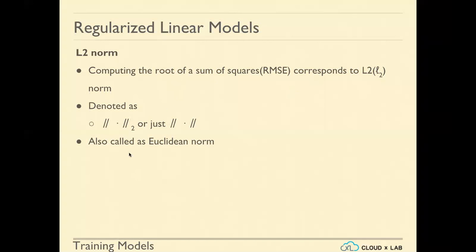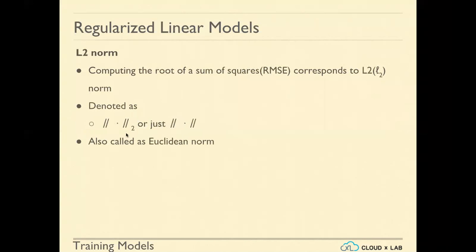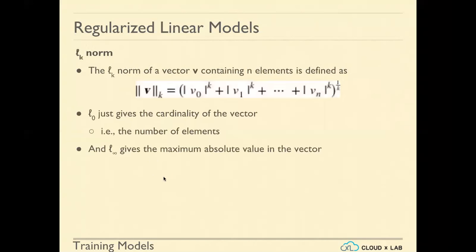The L2 norm is denoted by double lines. Here the L1 was represented as double lines followed by a 1 suffix, and here it is double lines with a 2 suffix. It's also called the Euclidean norm.